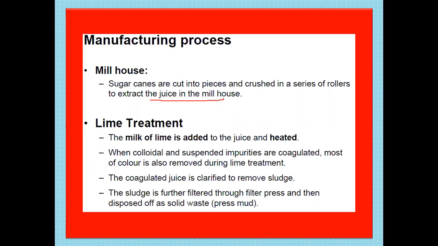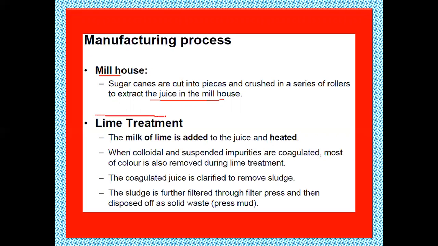So those are the varieties. Okay, so దాన్ని మనం పెద్దగా if you consider, we are calling simply them as a mill house అని చెప్తున్నాం. Mill house is a place where sugar canes are cut into pieces and crushed in a series of rollers to extract what? Juice in the mill house. Next, what is the second one?